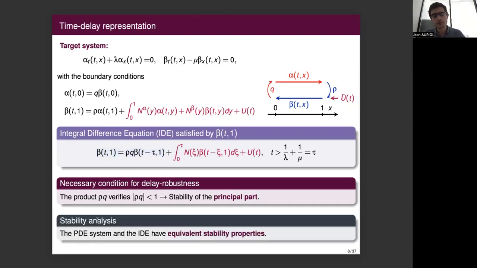Then it is important to emphasize that the two systems have equivalent stability properties. They are not strictly equivalent, but the stability properties, for instance, in the sense of the L2 norms, are equivalent, which means that you can use this IDE as a comparison system to design controllers or to perform analysis, and you will get the same stability properties for your original system. So instead of having a system with two PDEs, you just have one single equation. So you have a reduction of the dimension of your problem.